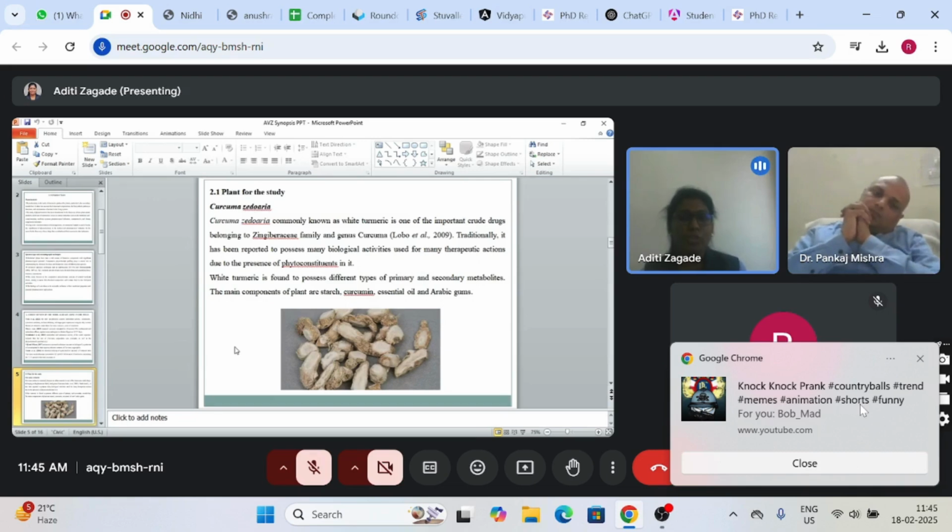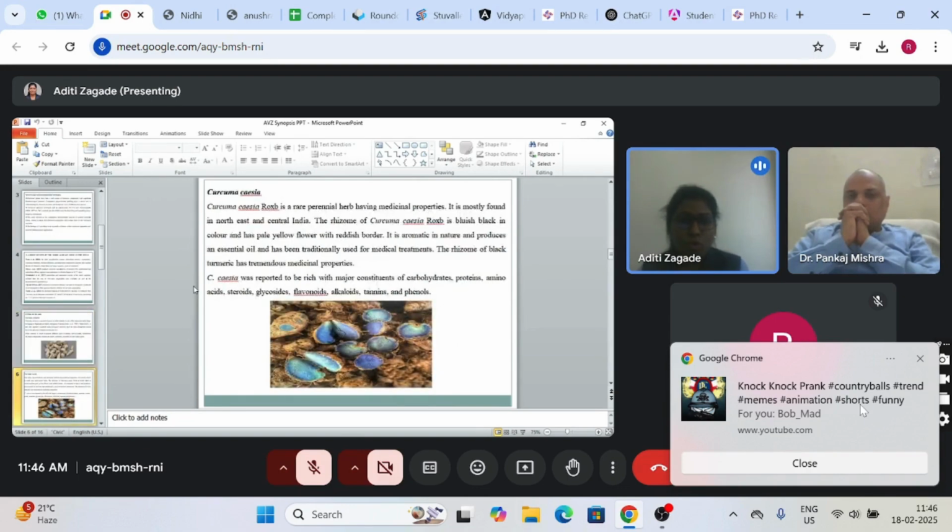Different kinds of phytoconstituents are present in this species, that is the primary and secondary metabolites. These primary and secondary metabolites are mainly responsible for the growth, development, and reproduction activities. Then the main components of the plant are starch, curcumin, essential oil, and Arabic gum.